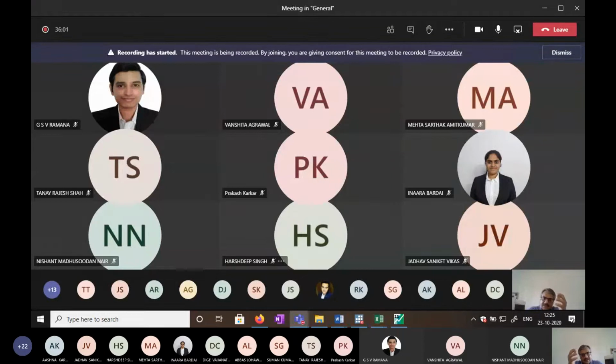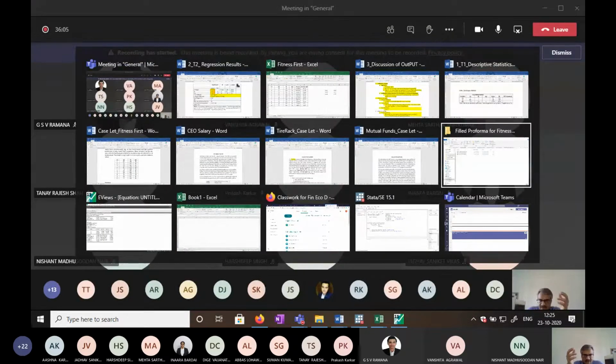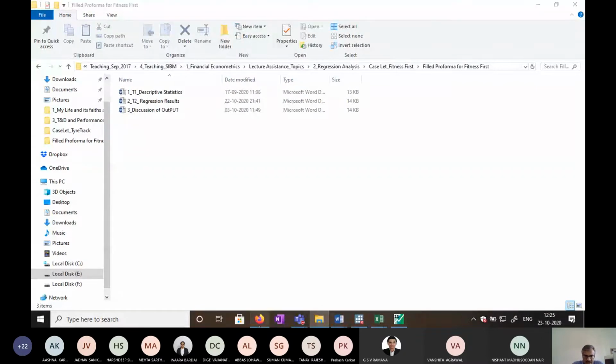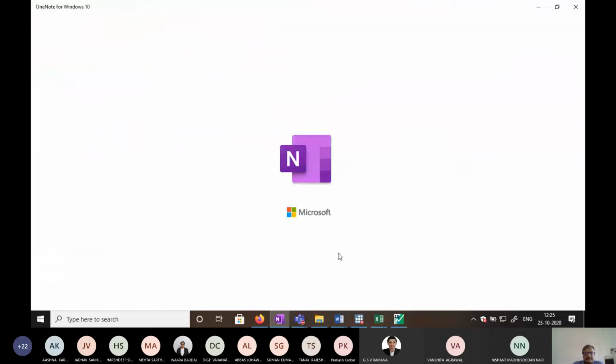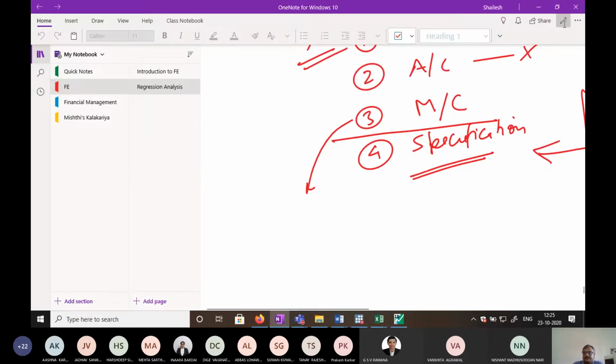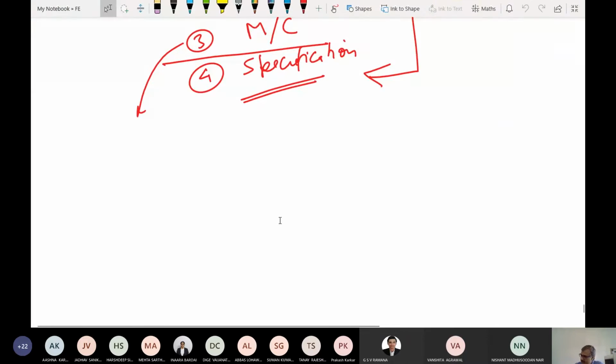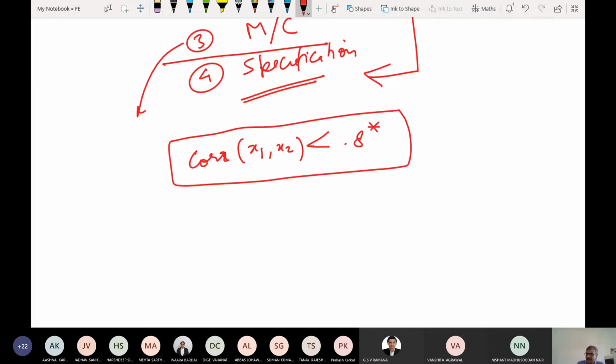If correlation crosses that level, then there is a problem of multicollinearity. When we are running the regression and making use of OLS, multicollinearity will be a problem. It says that the correlation between, let's say, x1 and x2, both independent variables, should be less than 0.8 and significant. Some correlation between x1 and x2 is acceptable, but it should be less than 0.8.